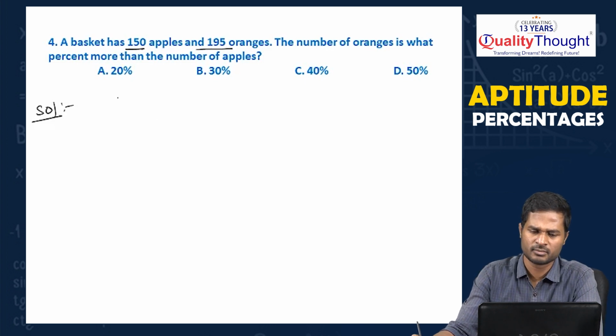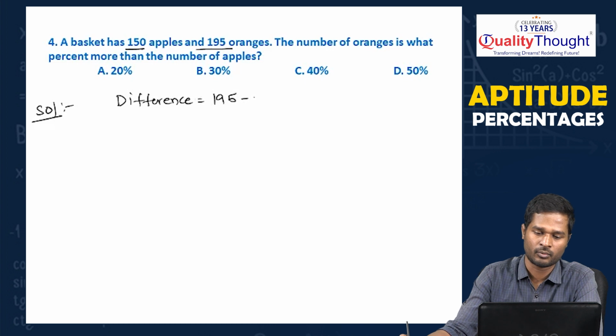You can take the difference or you can directly write. Let me take the difference. So, the difference is we have 195 oranges and we have 150 apples. 195 minus 150 is 45. This is 45 oranges more.